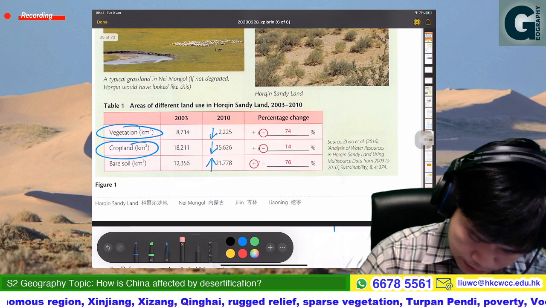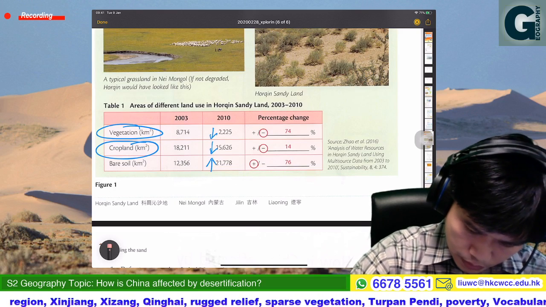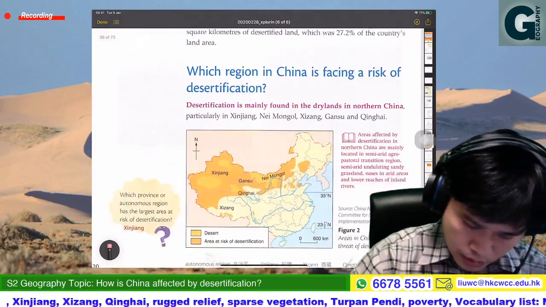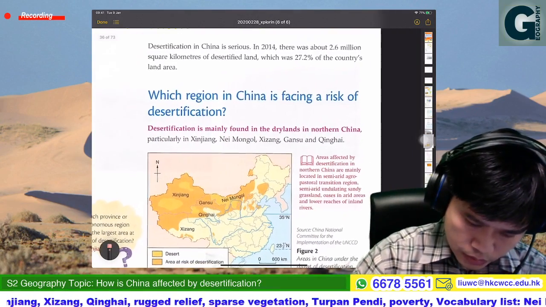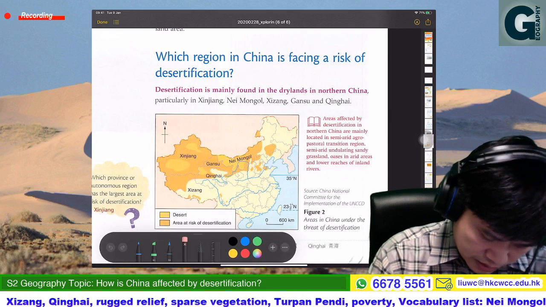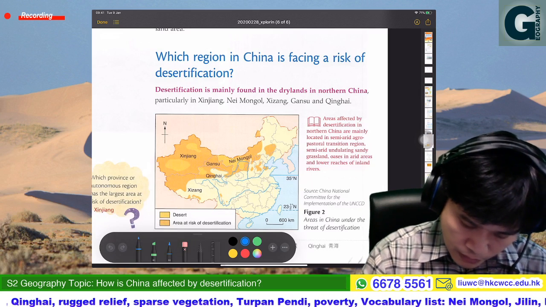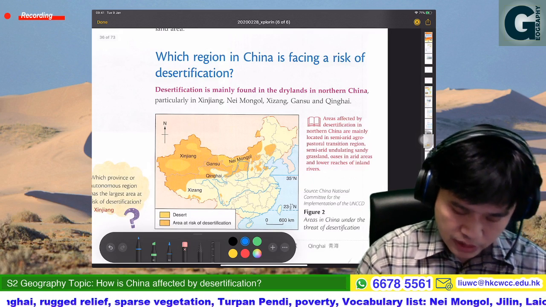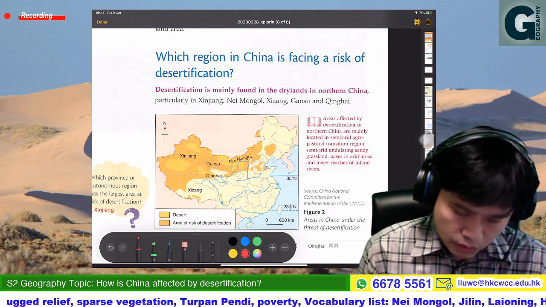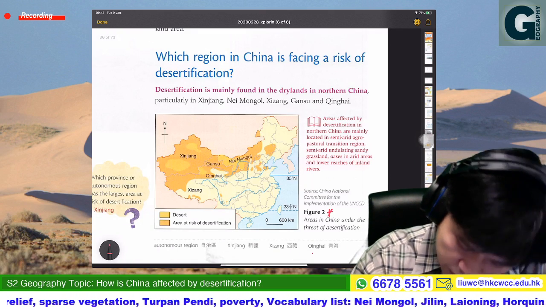Okay, then let's have a look at other cases. Which region in China is facing a risk of desertification? After the case in the Northeast, let's have a look at the case in the country. So from this map, what is the figure? Figure two, okay, figure two.